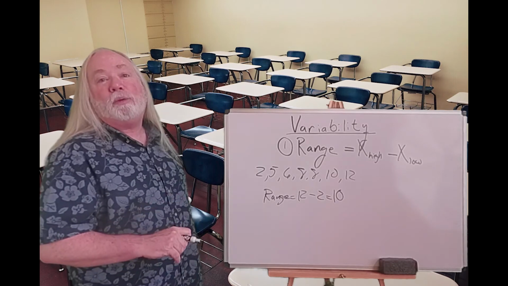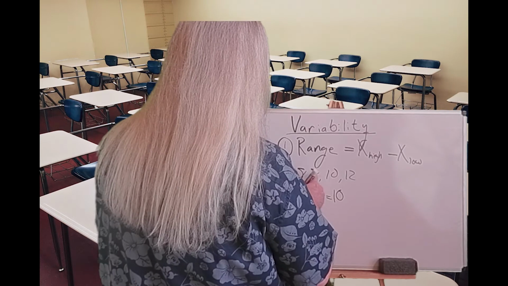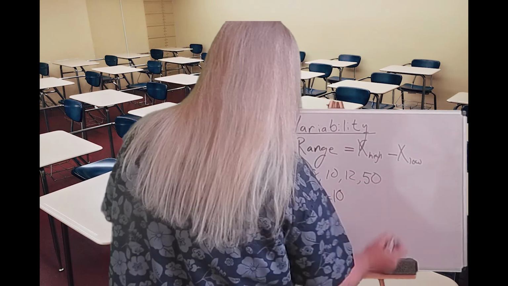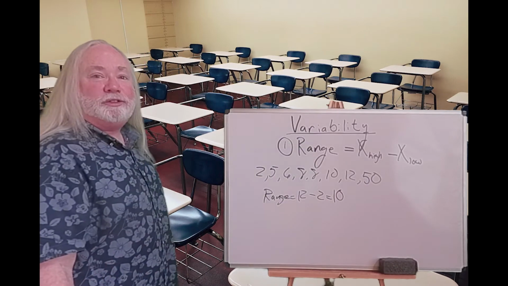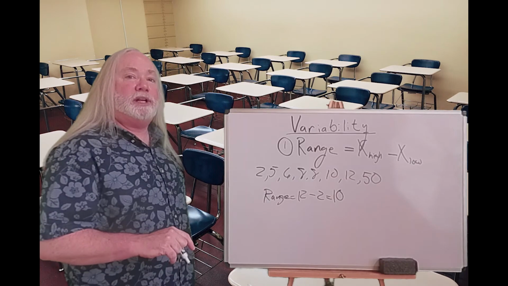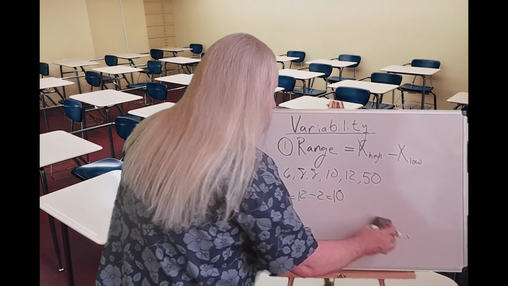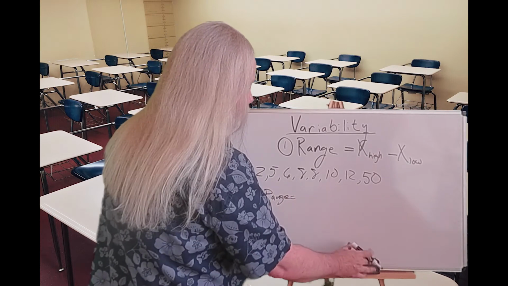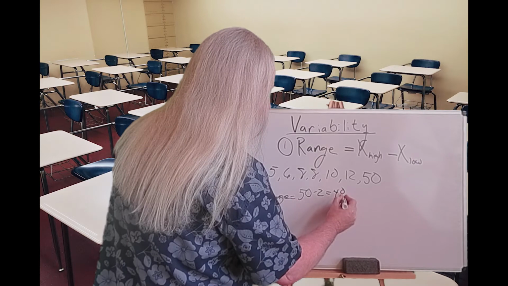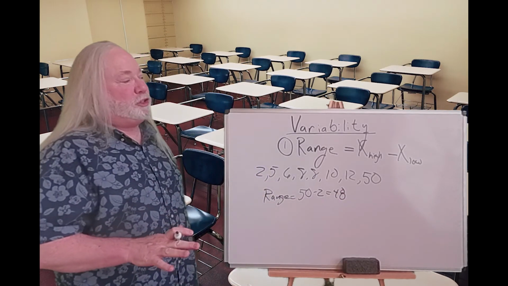Or let's just take it a different way. So let's see, 1, 2, 3, 4, 5, 6, 7. So now we've got 8 scores. Our highest score is 50, our lowest score is 2, so our range is exactly 48. But again, it doesn't do a very good job of describing this distribution.